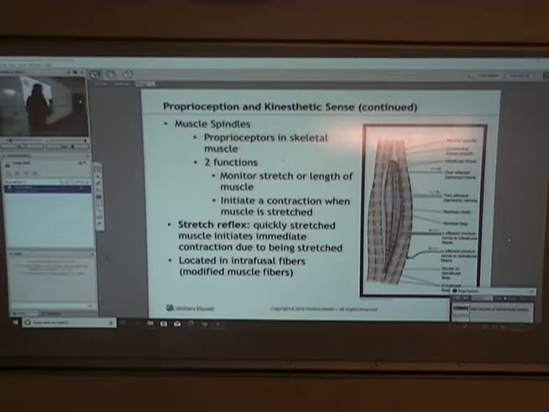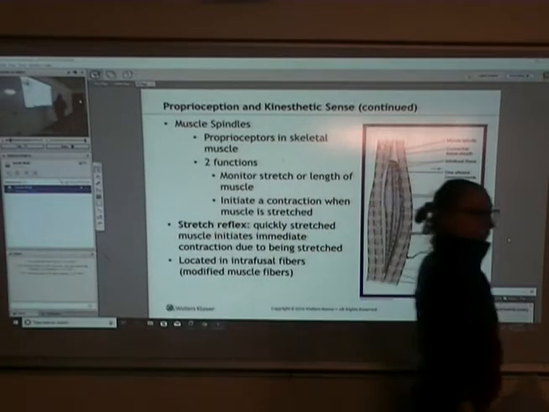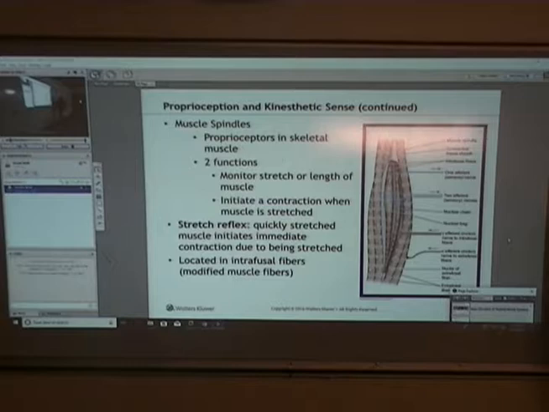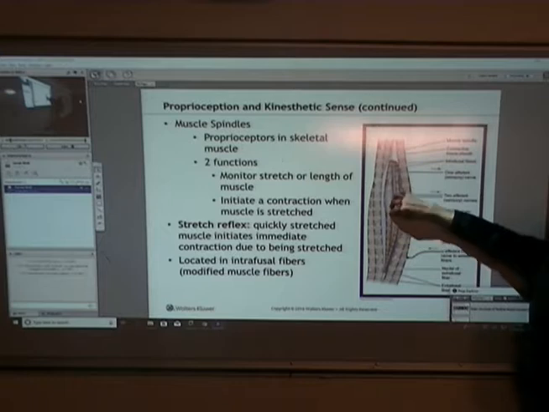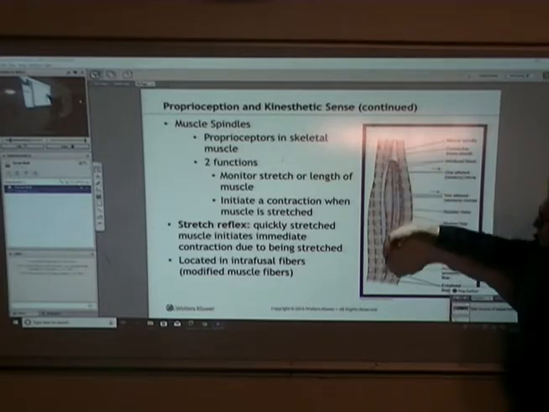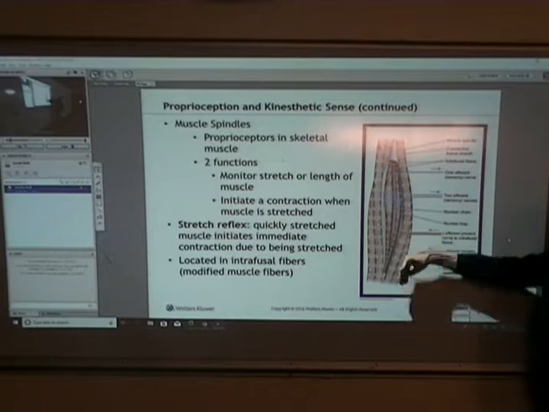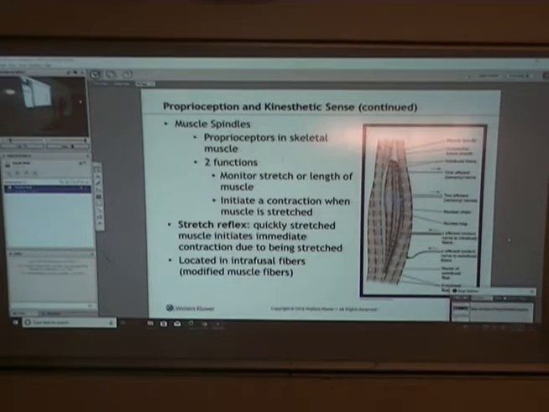So, the first one of our sensory organs is the muscle spindle. And the muscle spindle almost looks like another muscle fiber. It's long and thin, and it lies in parallel to the muscle cells, to the muscle fibers. And it attaches at each end to the tendon. Well, it attaches to the endomysium and the perimysium.